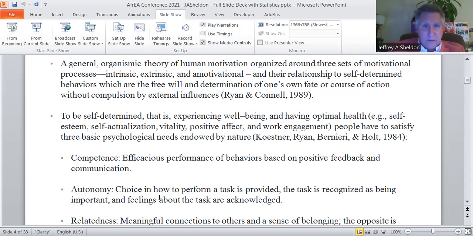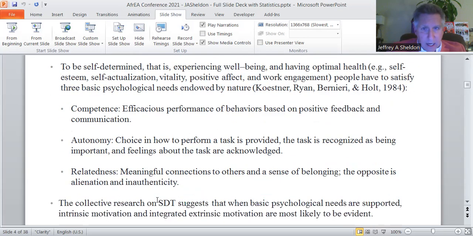So to be self-determined, when you're determined, you are experiencing well-being, you're having optimal health, which includes self-esteem, self-actualization, vitality, positive affect, and work engagement. To be self-determined, people have to satisfy three basic psychological needs, which, according to Deci, Ryan, Vansteenkiste, and Holt, are endowed by nature. So these are things that are inherent within us.